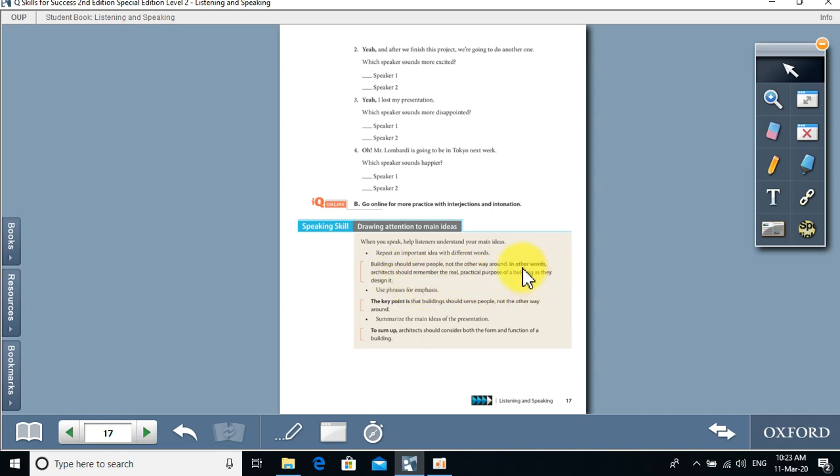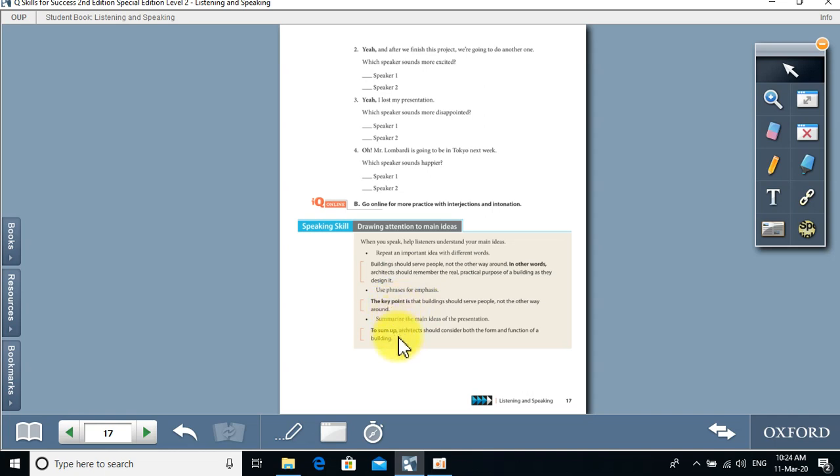So in this you can find the bold phrase, bold and darker, that is in other words. So he repeated the same main idea but in different words and a different way, just to get the attention of the listeners. Or you can use some phrases for emphasis, like the key point is that buildings should serve people, not the other way around. The key point is, this is bold and darker.